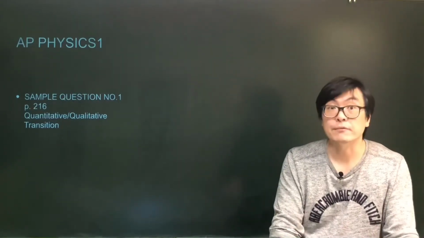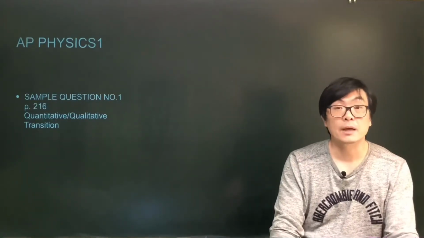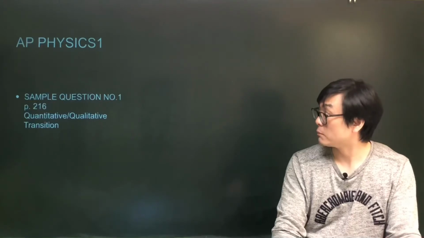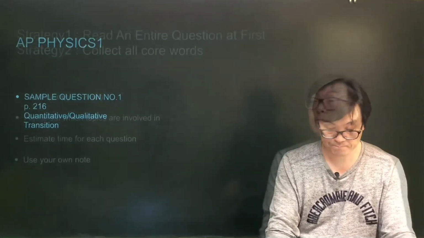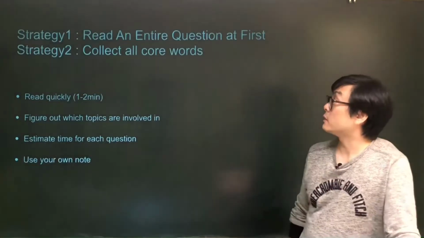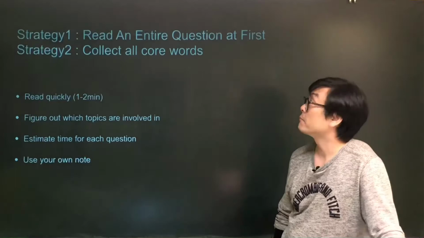And also you can find the question that we'll use on page 216. Question number one is a quantitative-qualitative transition problem. Yes, we'll start with both strategy 1 and 2 at the same time.